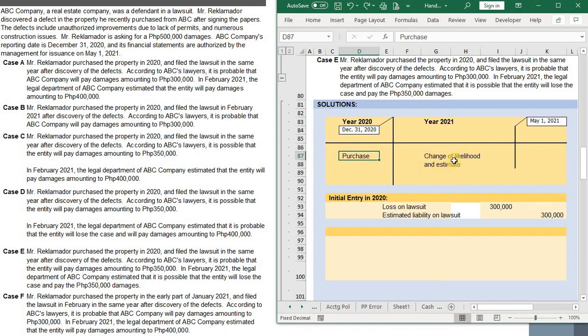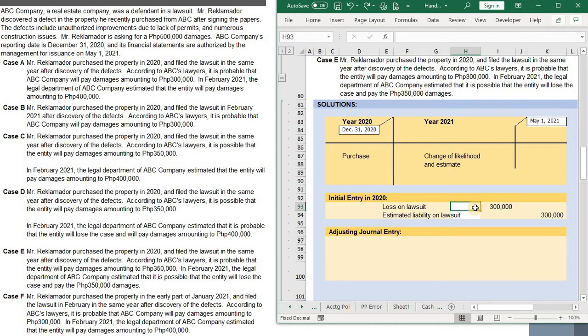Of course, yes. The change of likelihood and estimate is related to the lawsuit filed by Mr. Reclamador because of the defects from the property he purchased in 2020. So it means that there must be an adjusting journal entry. To adjust from probable, it must be possible. It means that from provision, which is the initial classification, it must be reclassified as a contingent liability in 2020.